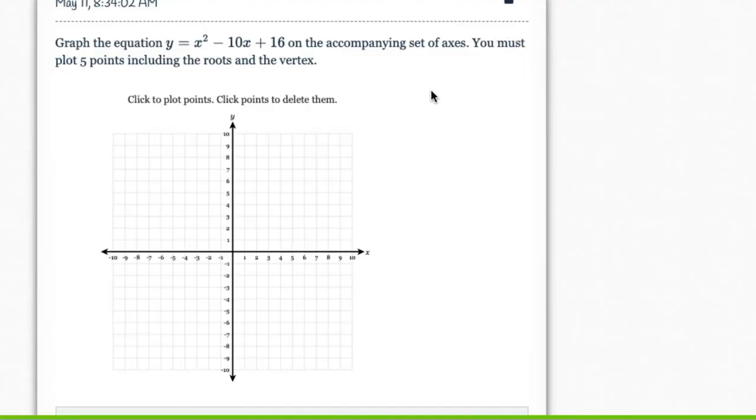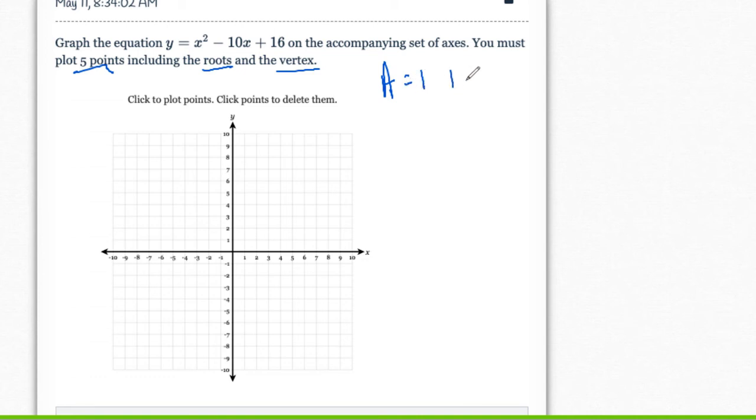So we're going to take a look at a Delta Math example right now. So we have y equals x squared minus 10x plus 16. The problem is we need 5 points. We need both roots and the vertex. So if we graph this and we don't have our roots, then we've got to fix it. Okay? So remember, first thing we've got to do, what's a?